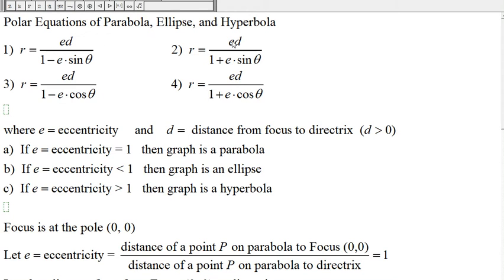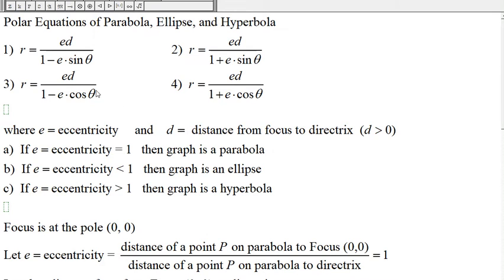Here we have these polar equations, and if we graph equations of this type, they will be either a parabola, an ellipse, or a hyperbola. The e right here, we call that the eccentricity. If it's equal to 1, then we're getting a parabola. If e is less than 1, then we're getting an ellipse. And if e is greater than 1, then we get a hyperbola.